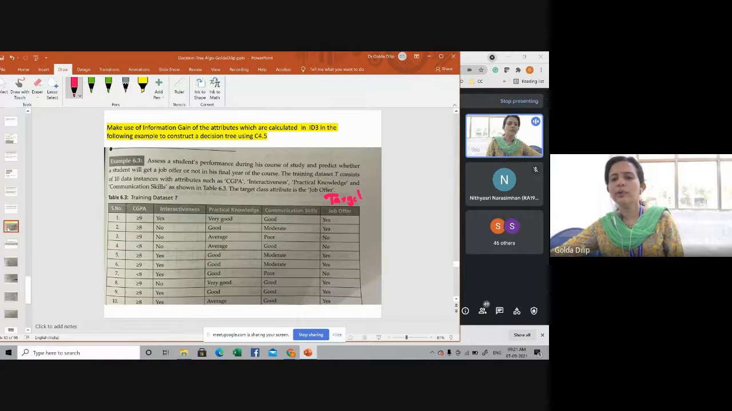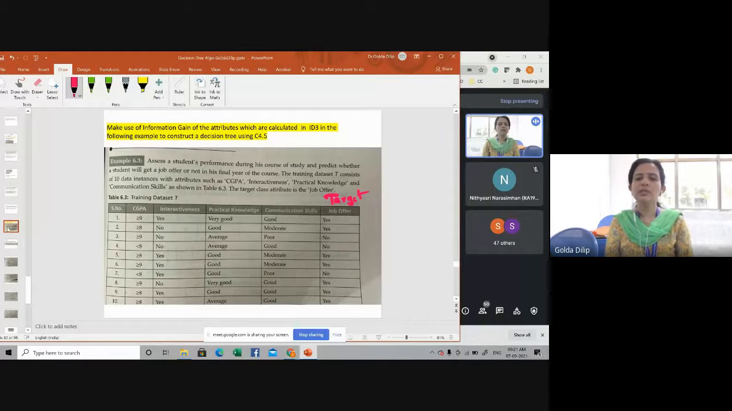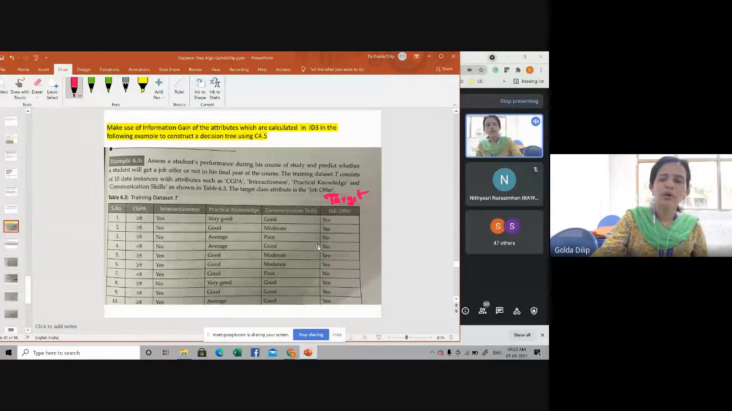This is the target variable, right? Yes, ma'am. Your job offer is the target variable. Based on your CGPA, interactiveness, practical knowledge, and communication skill, you get the target, whether you have a job offer or not, whether the job offer is yes or no. So that's the target variable. All of you start working it out.